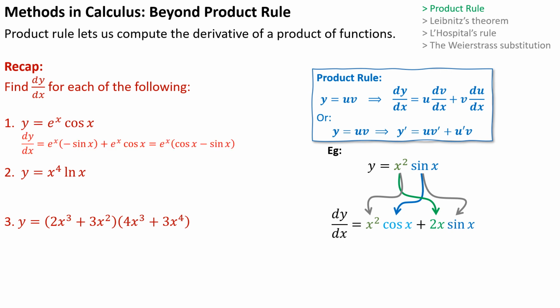e to the x multiplied by the derivative of cos plus e to the x multiplied by cos. We can simplify this slightly as well if we want to. For the next one, ln x differentiates to 1 over x, and x to the 4 differentiates to 4x cubed. We can put these together following product rule, and again we can simplify a little bit. Things work out quite nicely because the 1 over x cancels out partly with the x to the 4.